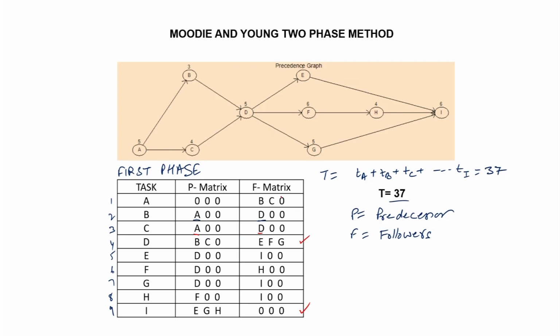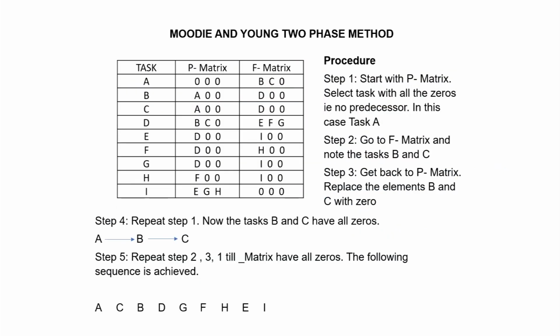Now, let us see how to do further. I have reproduced the same matrix which was there on our previous slide, and now let us follow the steps of phase 1. We are talking about phase 1, it is a 2-phase method. So, in phase 1, step 1, start with the P matrix, select the task with all zeros, that is, no predecessor. In this case there is a task A which is not having any predecessor.